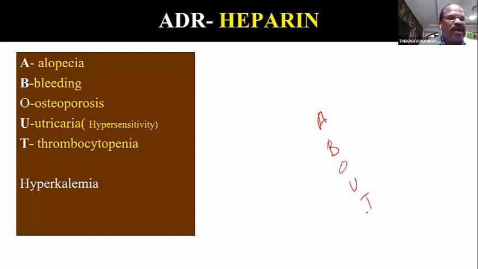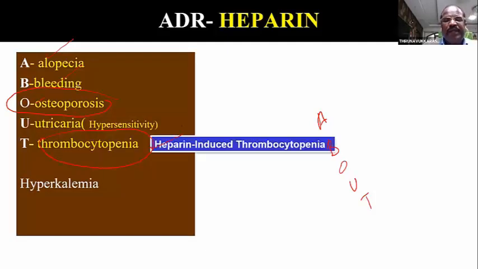Just the mnemonic ABOUT: A for alopecia, B for bleeding, O for osteoporosis. Very important, heparin causes osteoporosis. Osteoporosis is commonly caused by steroids, but this also causes osteoporosis. And U for urticaria and T for thrombocytopenia. Very important. It is called HIT, heparin induced thrombocytopenia, HIT syndrome. And heparin also has a hyperkalemia problem. It has some antagonistic action on the RAS pathway, thereby the risk of hyperkalemia also complicates heparin. This is another interesting MCQ for the NEET paper.